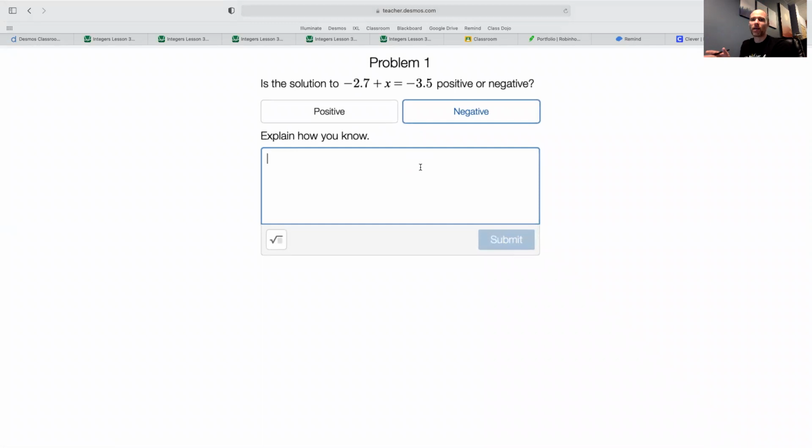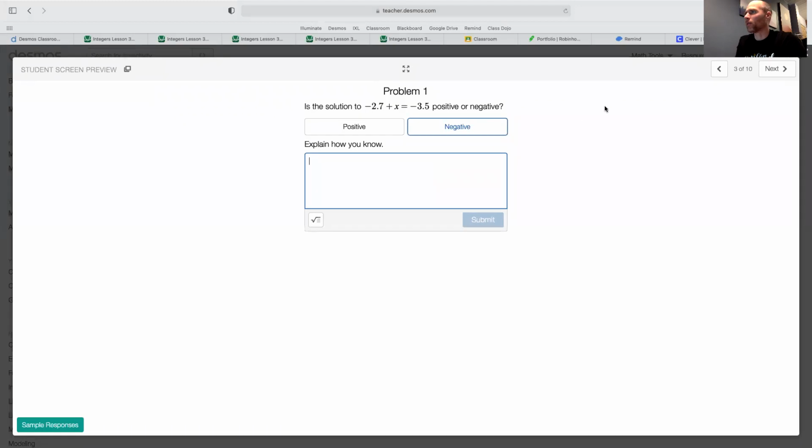Starting at 2.7, negative 2.7 on the number line, you have to go negative to get to negative 3.5. You have to go in the negative direction. So that would be a good explanation.